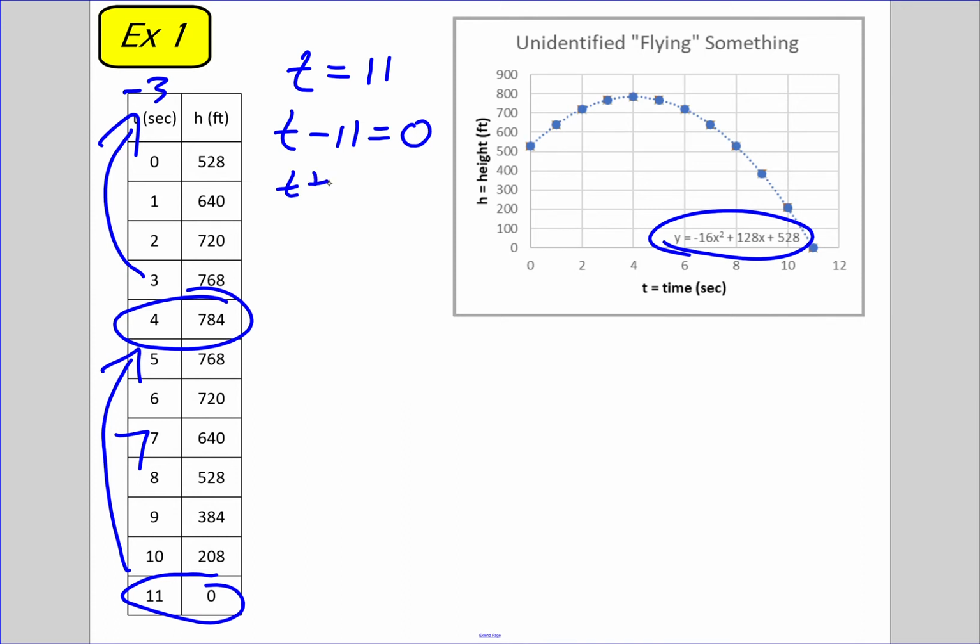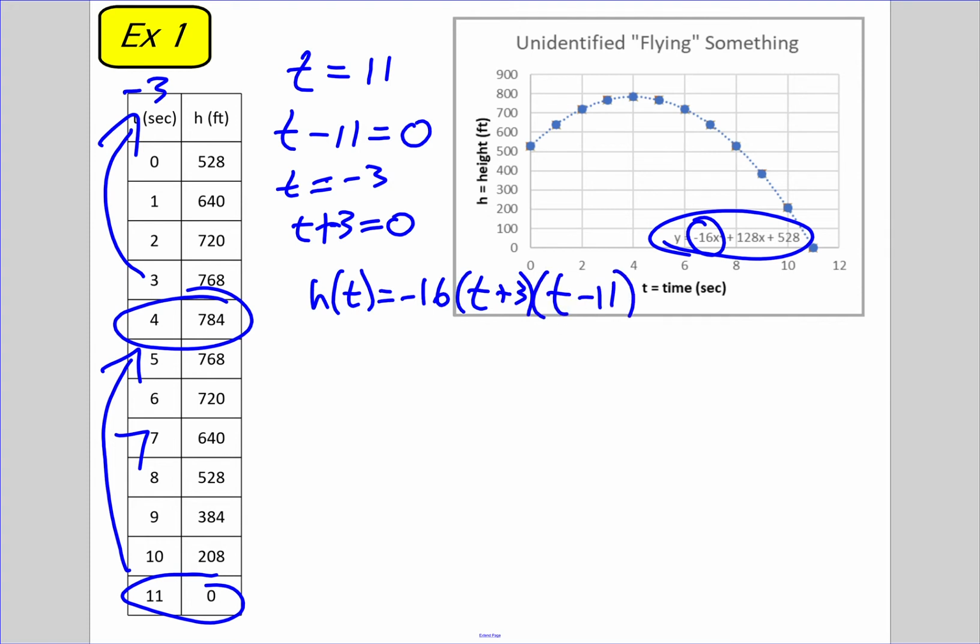Knowing that when t equals, sorry, t equals -3, that's equivalent to our zero of t plus 3. So we have our factors. We also know our leading coefficient, so we could just go ahead and write it in factored form as h of t equals -16 times t plus 3 times t minus 11. So that's one of the options. Once we know the zeros, we can just go ahead and put it in factored form. We don't necessarily need to know how to factor it.